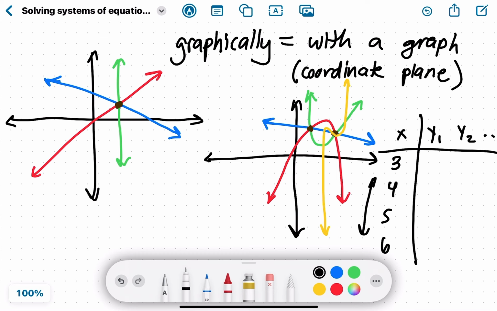If you're working with equations that are pretty easy to work with, and the numbers aren't huge, the scale isn't huge, you don't have a large window like from 0 to 1,000,000, you could go up and down through it and see where the y's match the x. So let's say we have, okay, that doesn't make any sense.